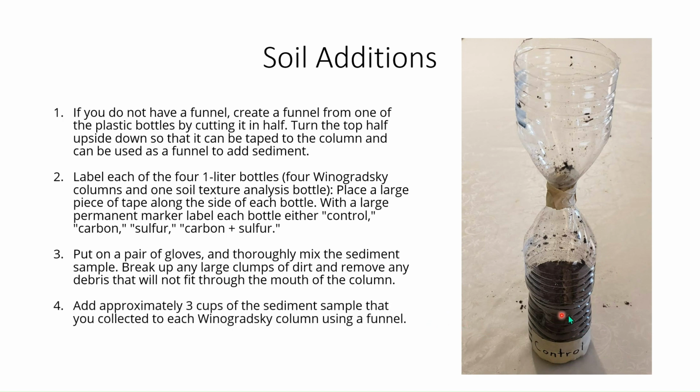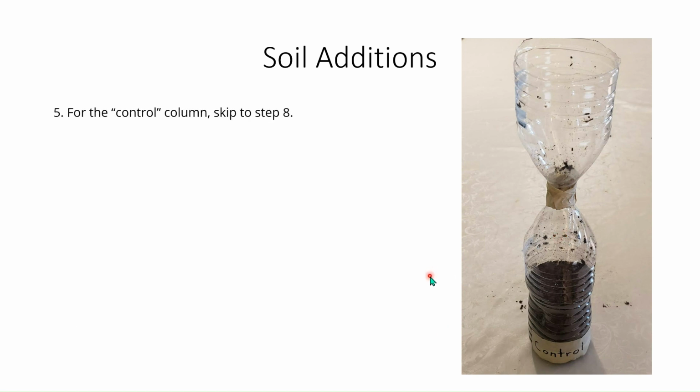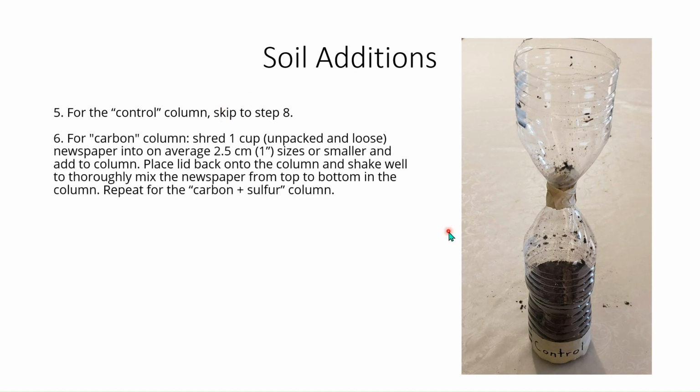You're going to add approximately 3 cups. Don't add any more. About 3 cups of sediment sample to each of your Winogradsky columns using your funnel. After you've done that for all of them, the control column you're going to set aside until step number 8.